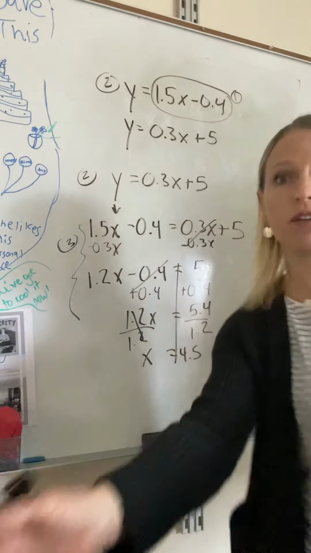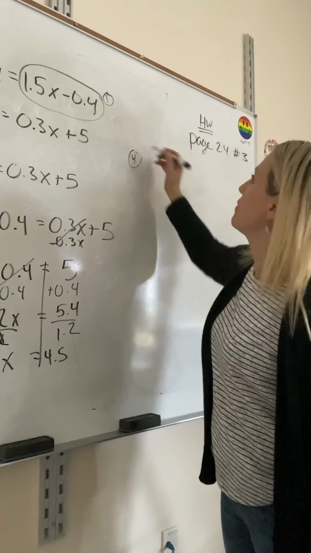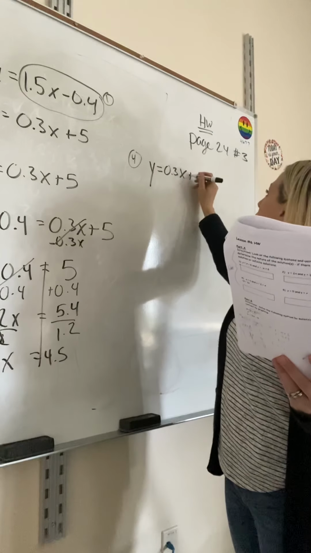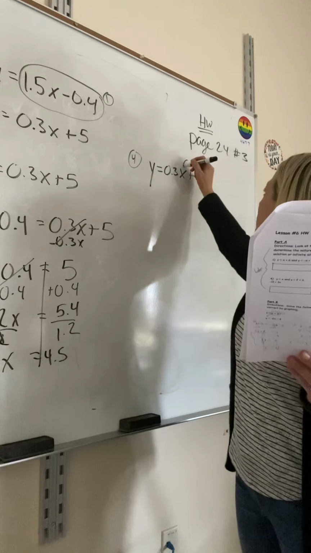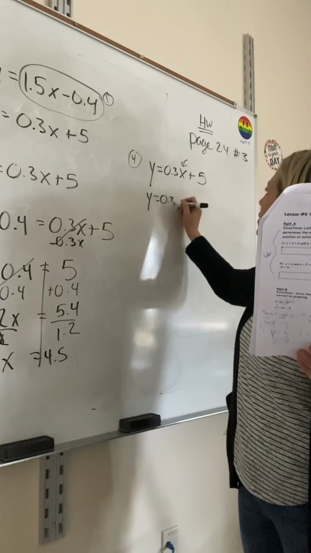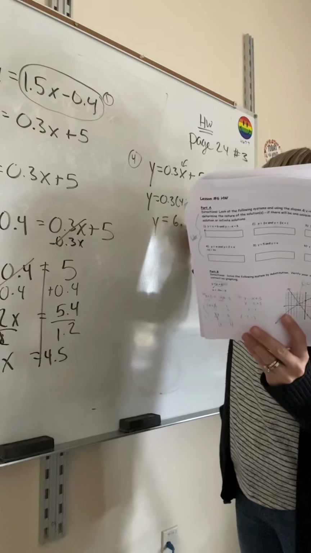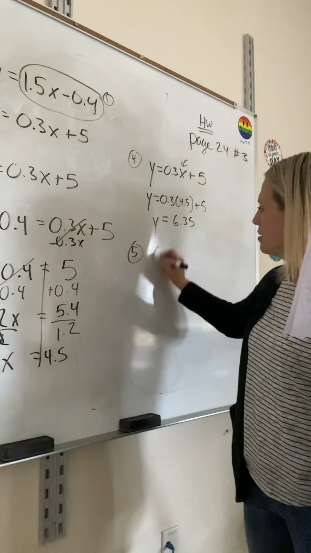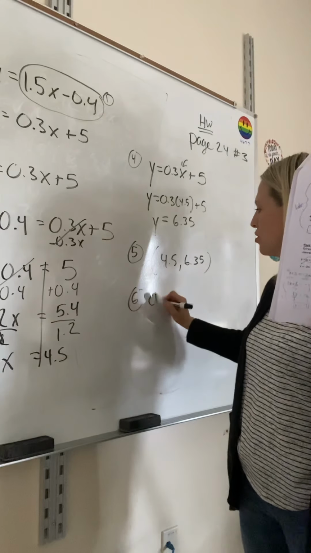After you find your x value, you are going to now find your y value by plugging it into one of the two originals. So I plugged it into the bottom one. y equals 0.3x plus 5. I think x is 4.5, so I'm going to replace x with 4.5. And y equals 6.35. Step 5. The answer is 4.5 comma 6.35, and then step 6 would be to do your check.